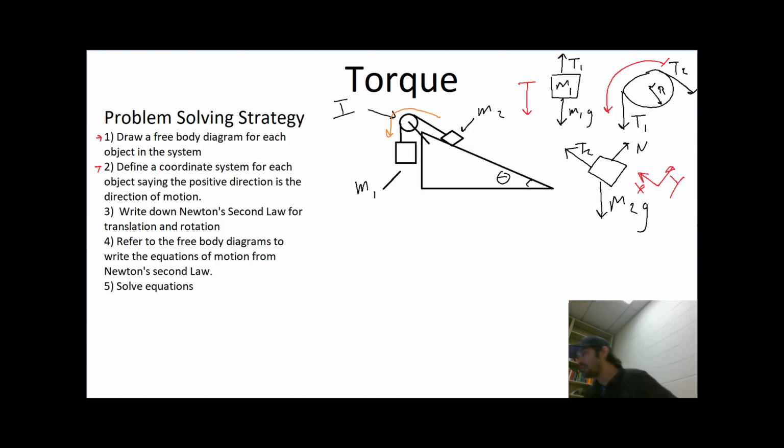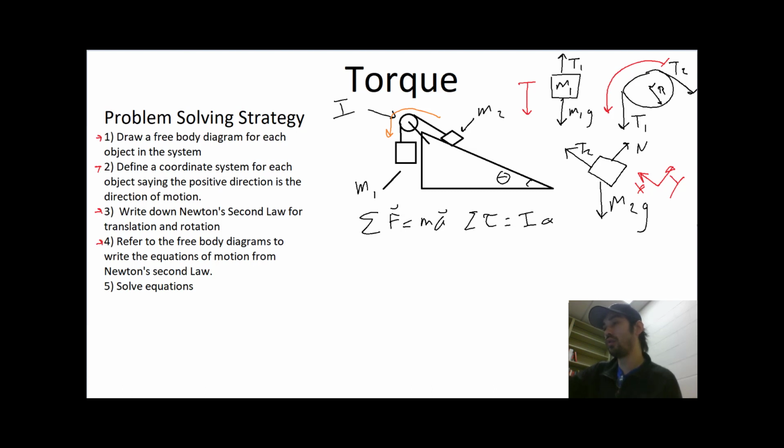So we've done the second step. Now we want to write down Newton's second law for translation and rotation. That's to say that the sum of the forces is equal to the mass times acceleration, and the sum of the torques is going to be equal to I times alpha. Now, let's refer to these. So we're done with 3. Well, let's look at 4.